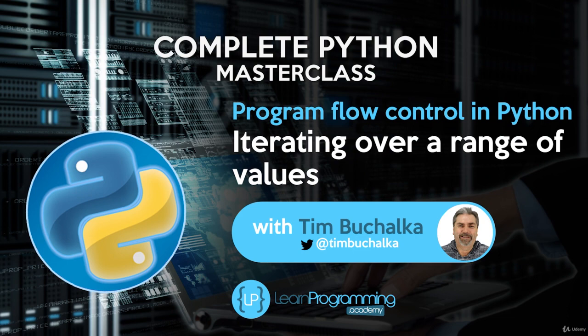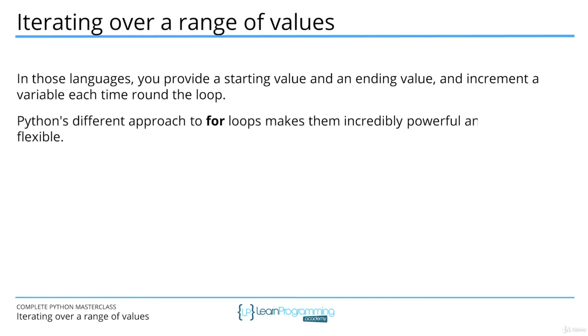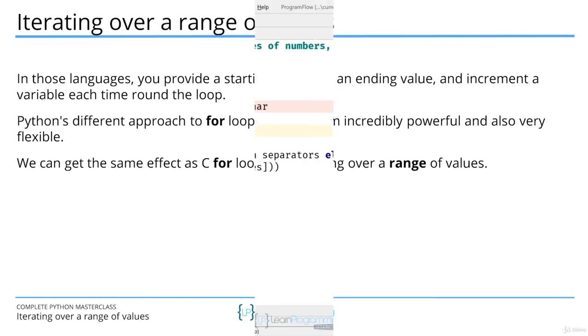In programming languages such as C or Java, for loops work differently. In those languages, you provide a starting value and an ending value and increment a variable each time around the loop. Python's different approach to for loops makes them incredibly powerful, but also very flexible. We can get the same effect as C for loops by iterating over a range of values. So let's take a look at that.